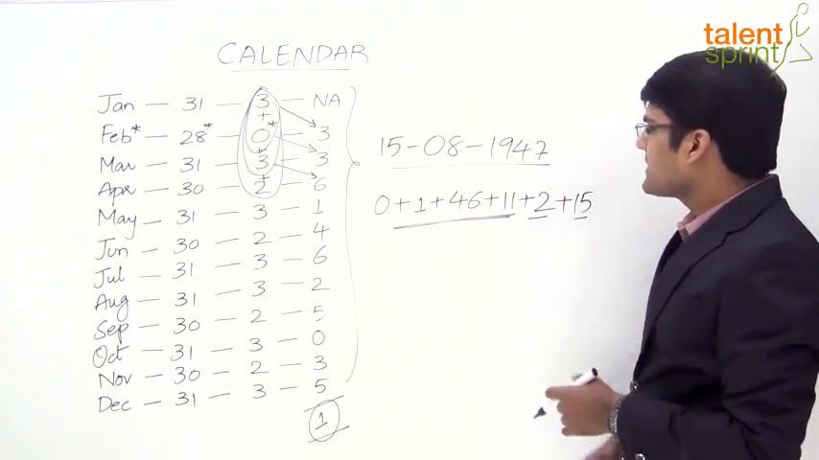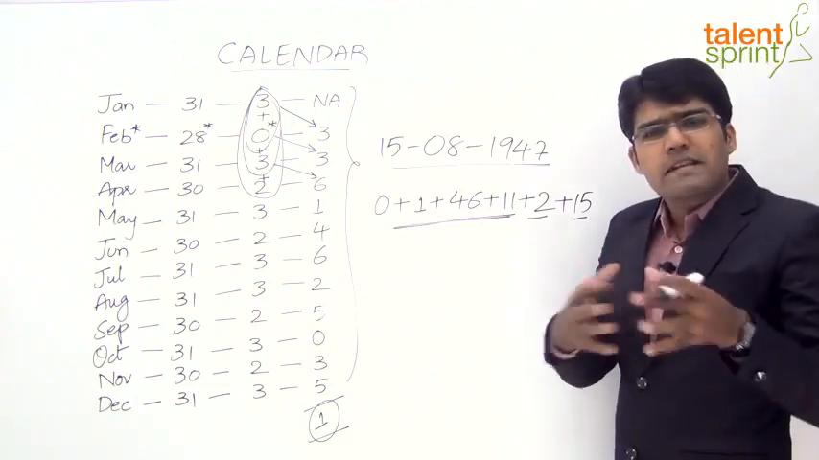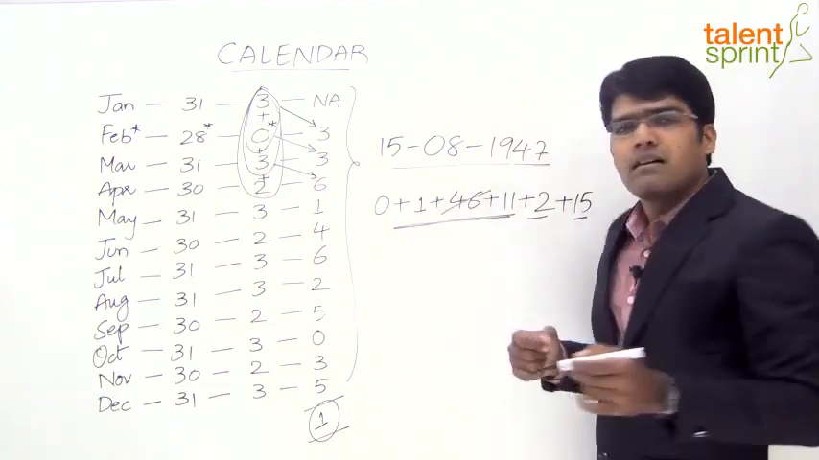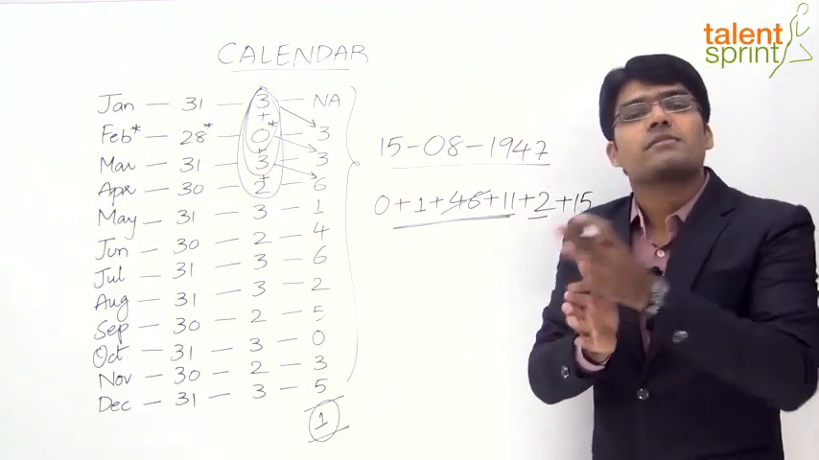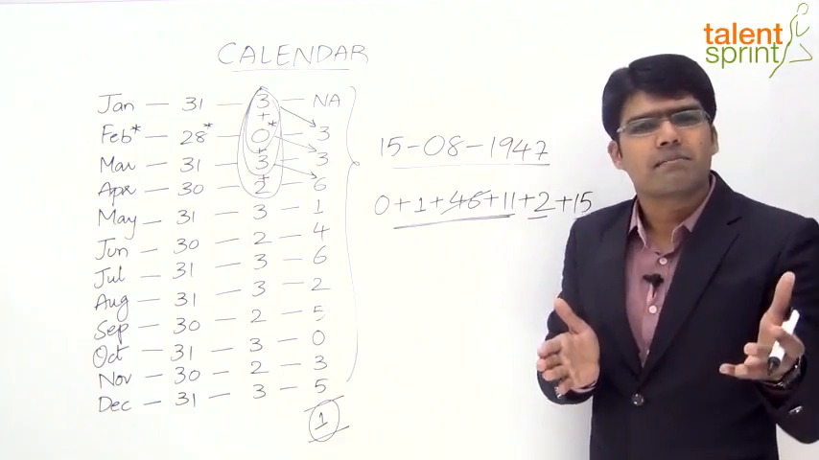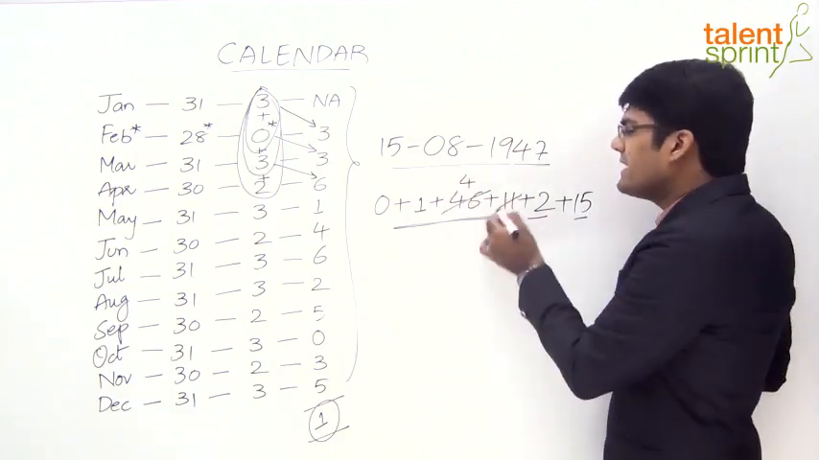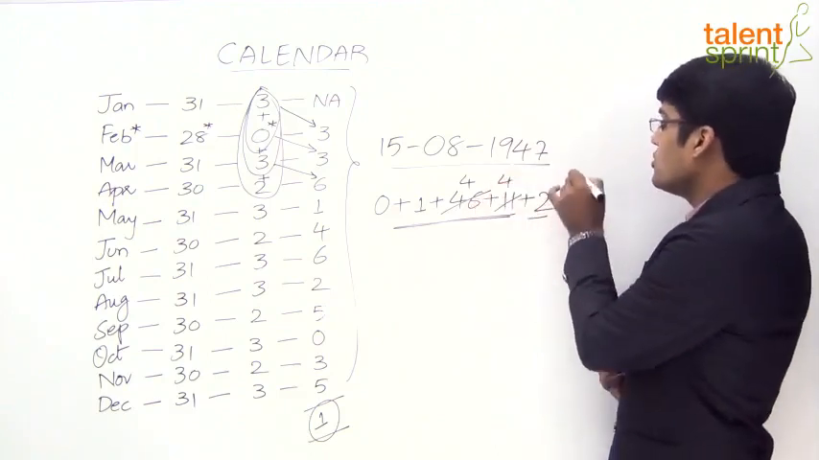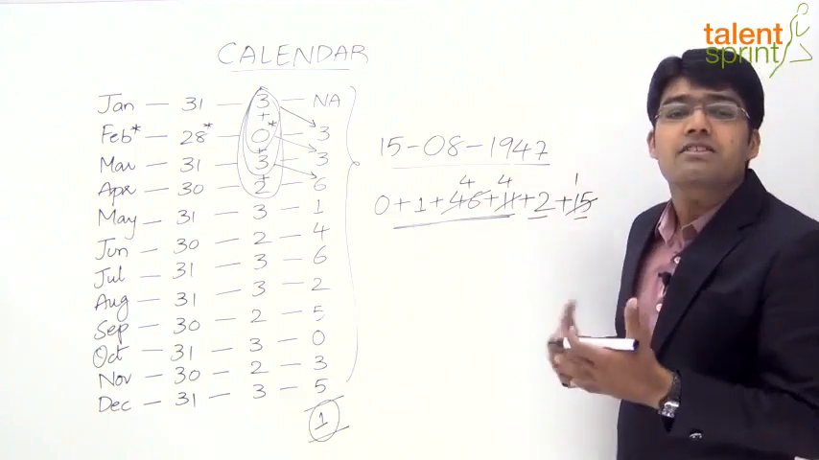Now do the calculation. As I said, wherever we have complete weeks, we can remove that part. For example, 46 is nothing but 6 weeks plus 4 days. 46 can be taken as 42 days plus 4 days. 42 days is equal to 6 complete weeks plus 4. So we can directly take it as 4. Likewise, 11 can be taken as 1 week plus 4 days. And 15 can be taken as 2 weeks plus 1 day. So this way we can simplify our calculation much faster.